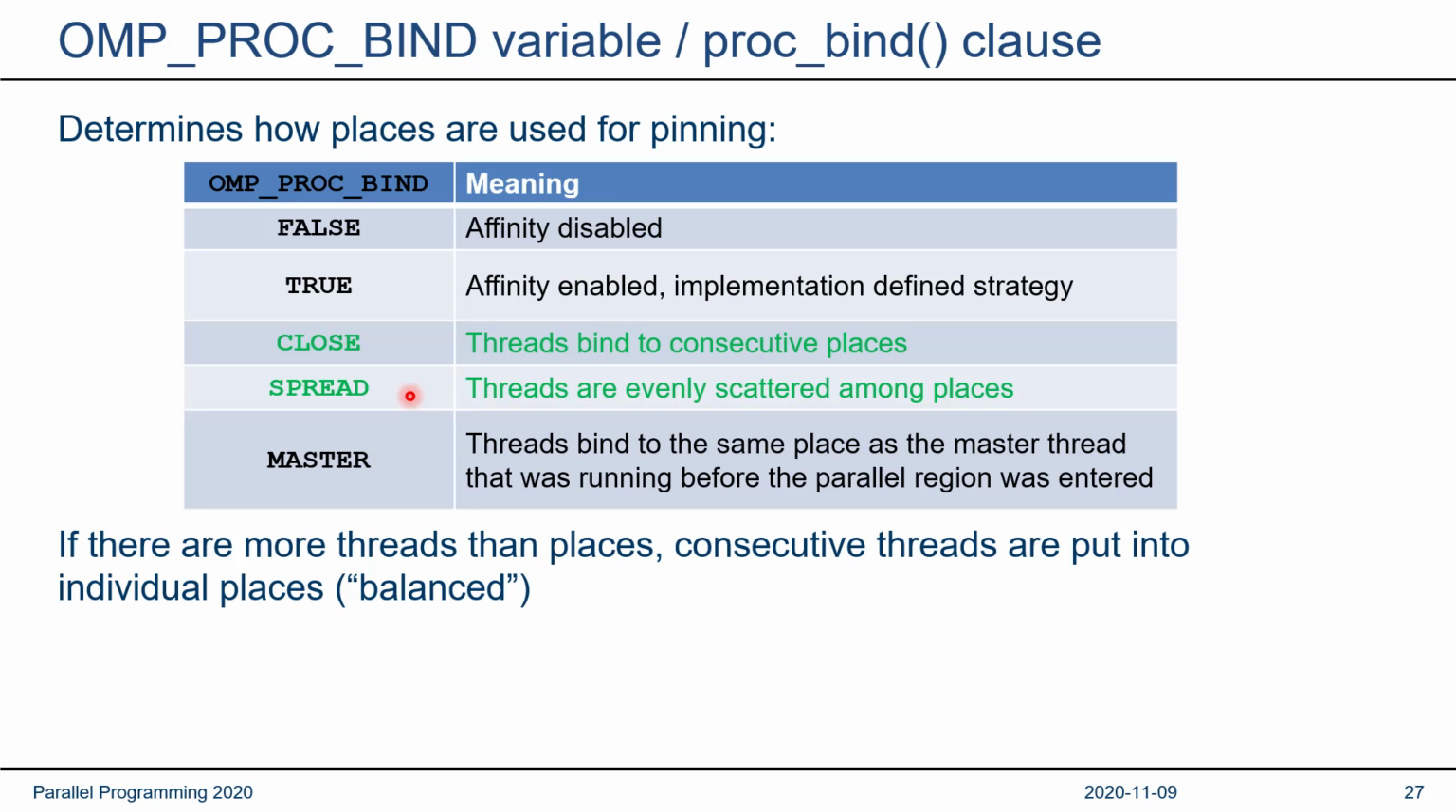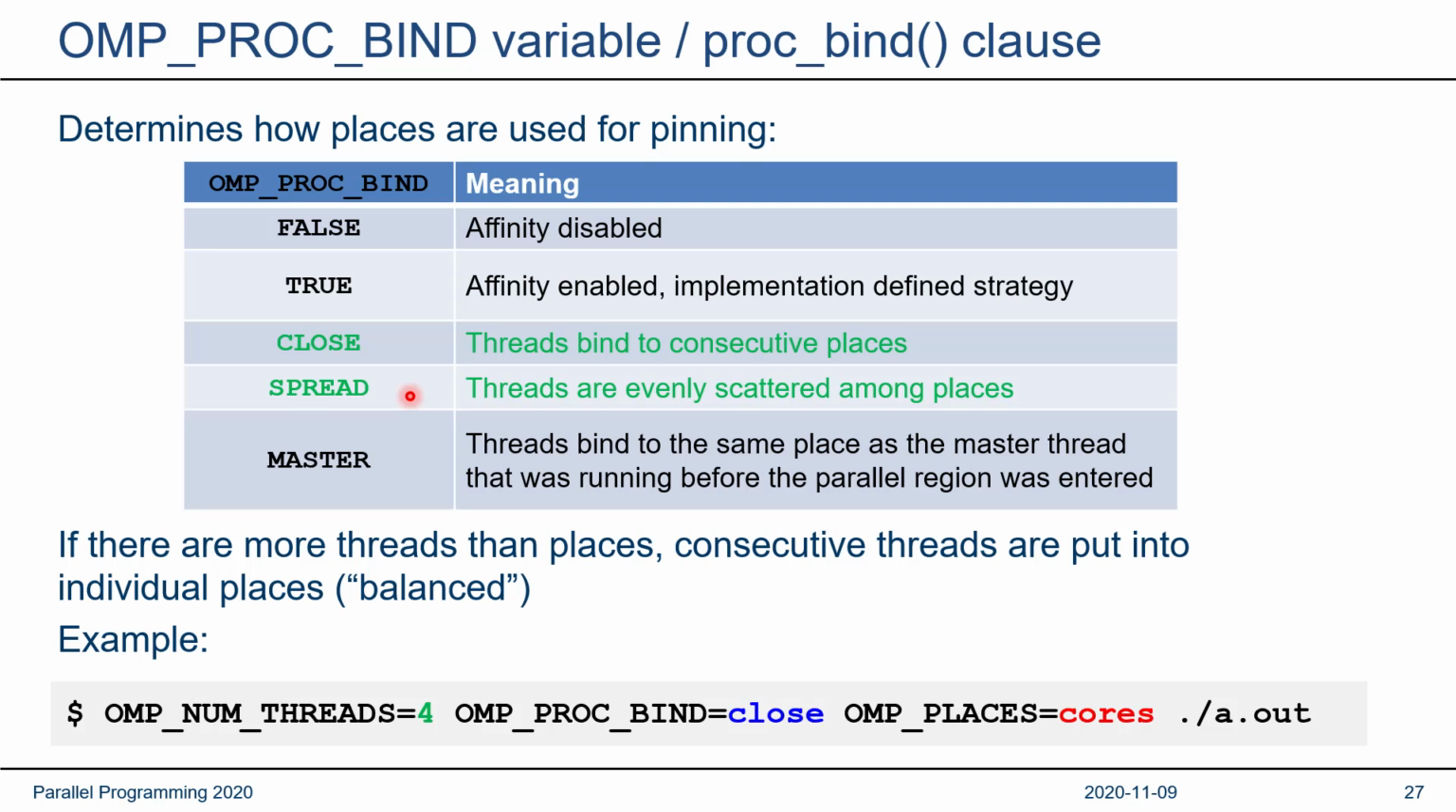If there are more threads than places, consecutive threads are put into individual places, and this is in some other pinning mechanisms called a balanced placement. So let's say we have 10 places, but 20 threads, then threads number 0 and 1 will be put together on the first place. Threads number 2 and 3 will be put on the second place, and so on. So this is called balanced placement.